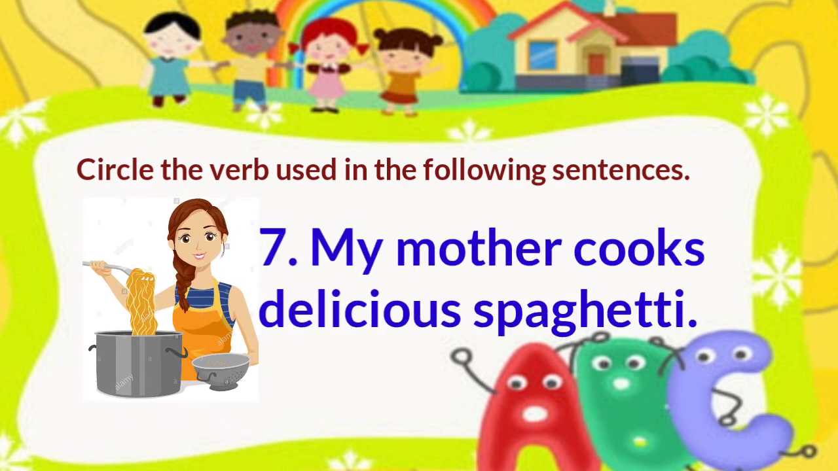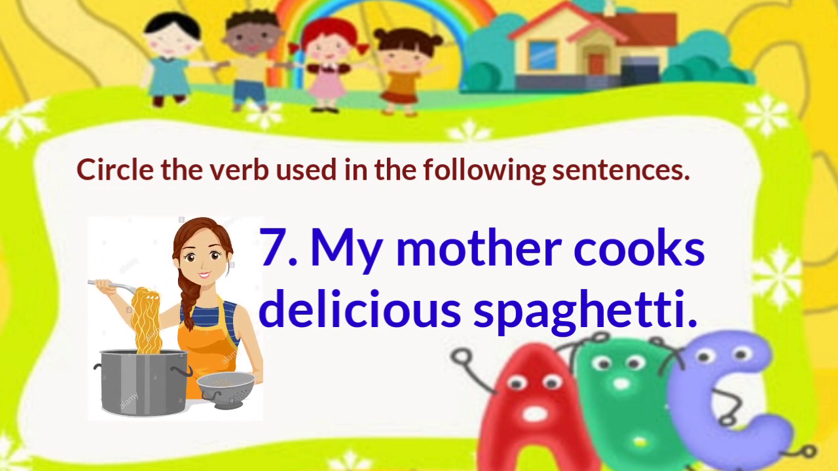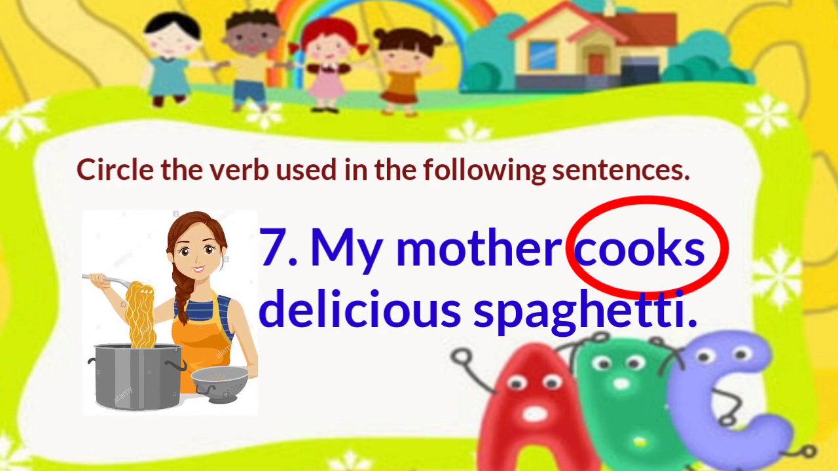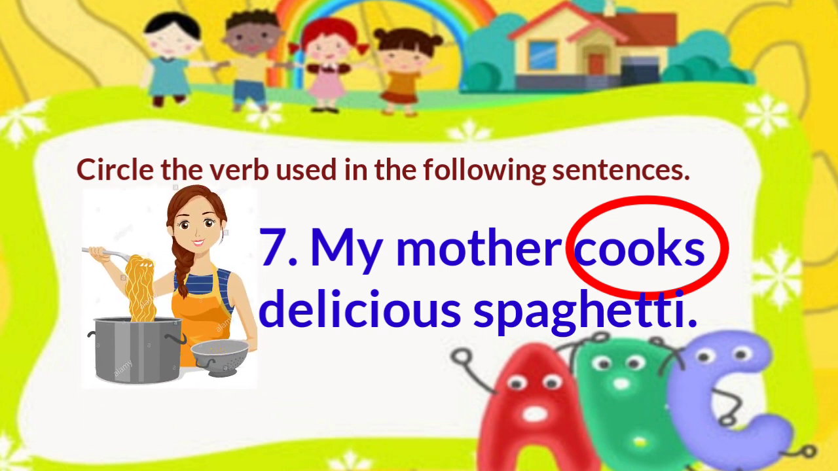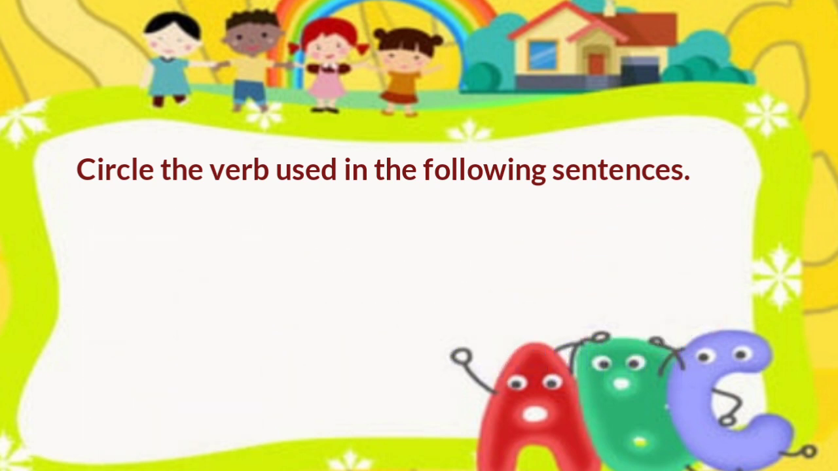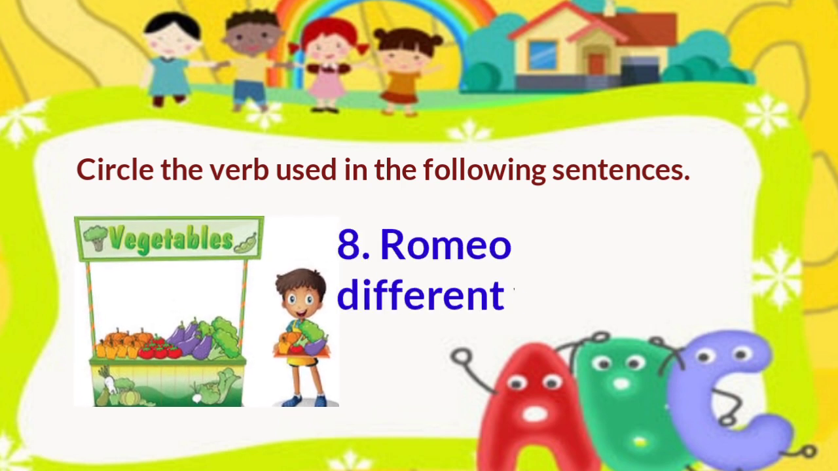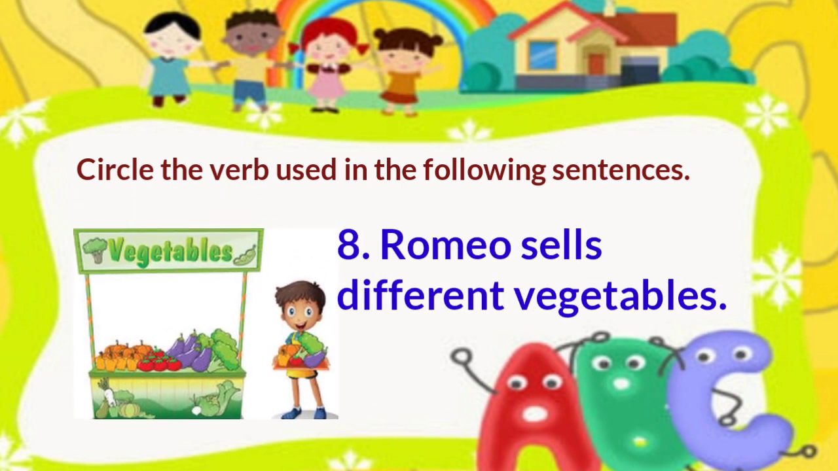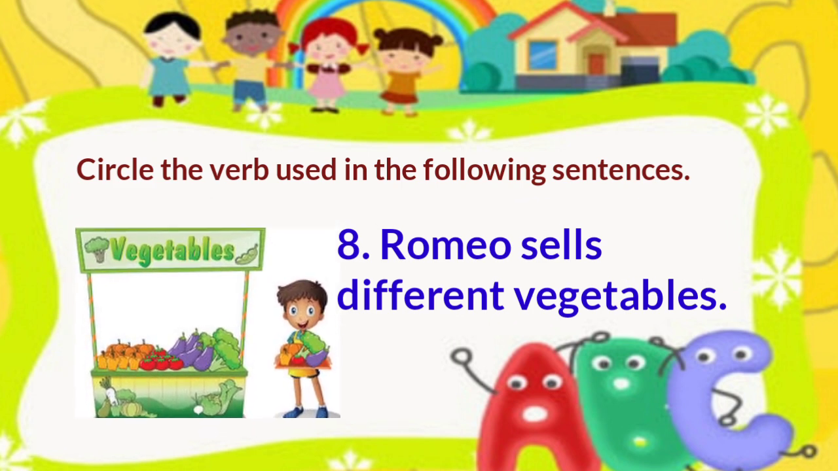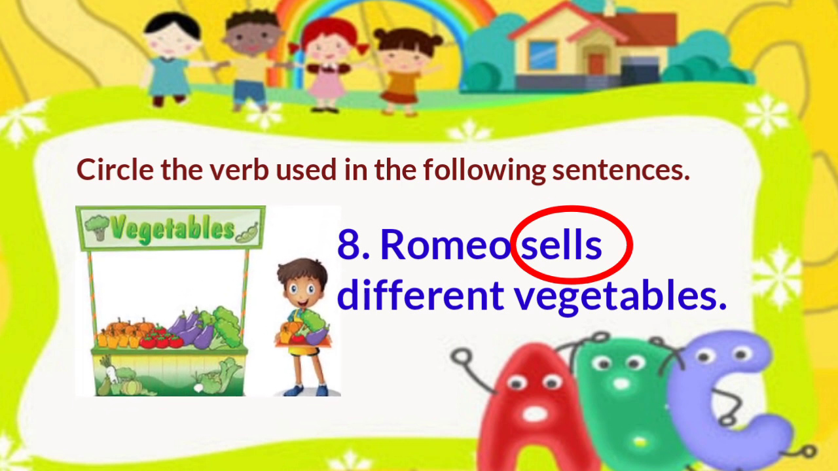My mother cooks delicious spaghetti. Cooks. You are correct. Number 8. Romeo sells different vegetables. Sells. Excellent.